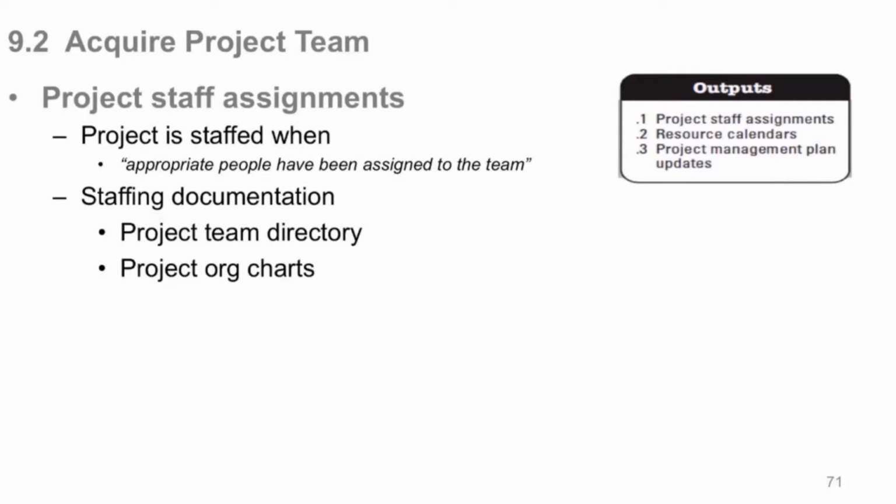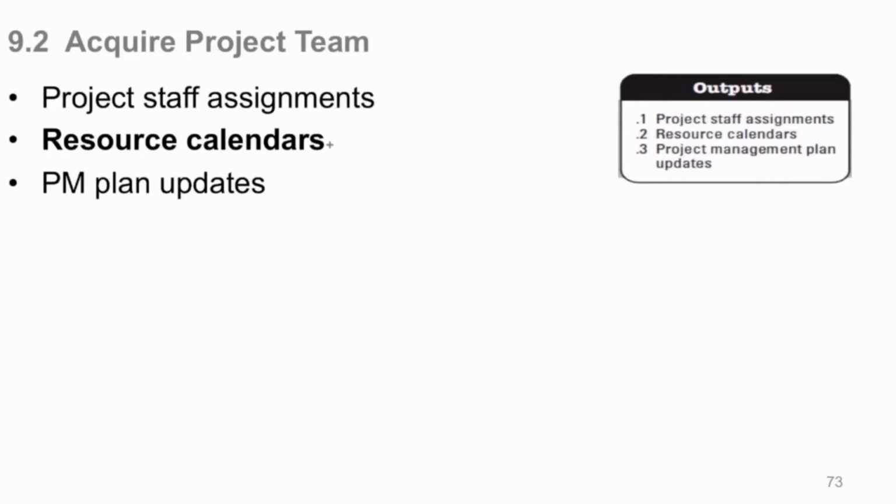Staffing documentation, you will produce a project team directory, so we know exactly who's on your team, no doubt about it. Here's the list of team members as of this date. It's a project document. And your project org charts, then you can fill that out based on your team directory. Good to have. Then your resource calendars for all these people.